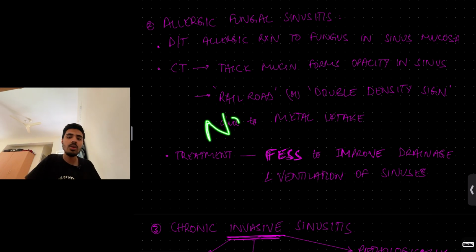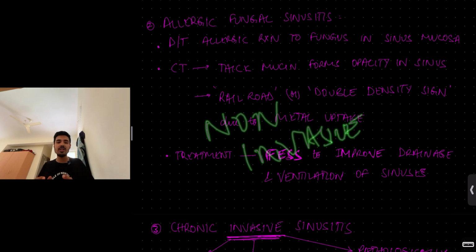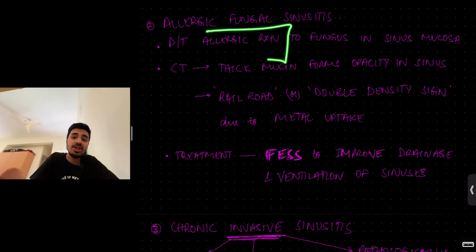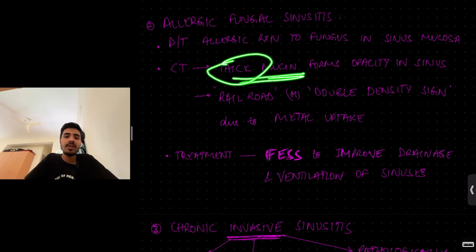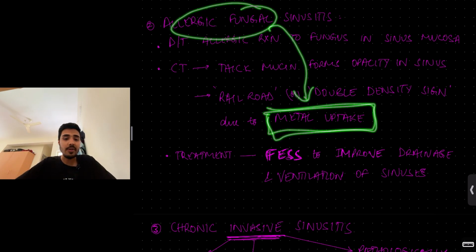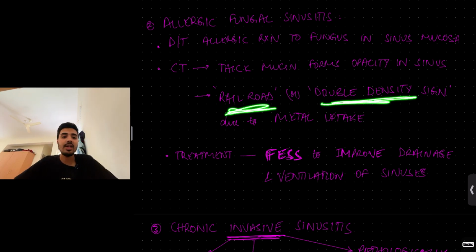Then coming to allergic fungal sinusitis. This is also non-invasive. Here what happens? Because of some fungal infection in the sinus mucosa, there is an allergic reaction to that fungus. So because of that, on CT you can see that there's a lot of thick mucus production. This thick mucus production appears as an opacity in the sinus on CT, and it takes up metal. Very, very important. This is a very commonly asked MCQ: allergic fungal sinusitis starts taking up metal. Because it takes up metal, there is a railroad appearance or a double density sign on X-ray.